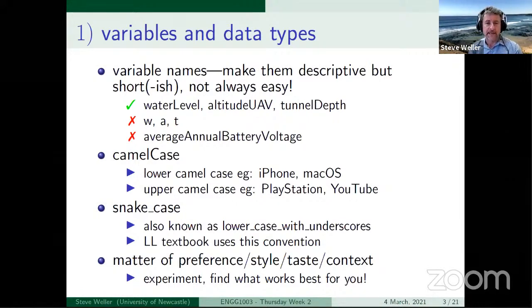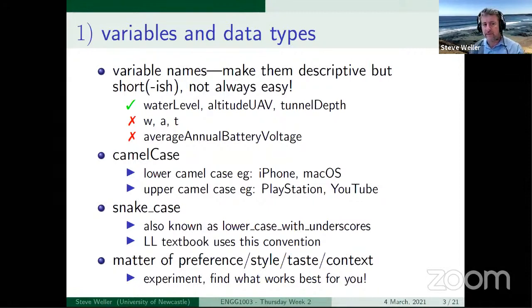So I put a green tick against some variable names that you might come across in code that you write. They're probably on the long side of variable names, because the variable name is typically something you type multiple times over in a program. So you don't want to use variable names that are too long. On the other hand, if you're using code and you had water level, altitude of your UAV or tunnel depth, they're descriptive variable names, whereas W, A and T are not. On the other hand, there are limits. You wouldn't use a variable name, I would suggest, called average annual battery voltage, too long. You've got to retype it many times in your code. And so there's a sweet spot somewhere there between those choices of variable names.